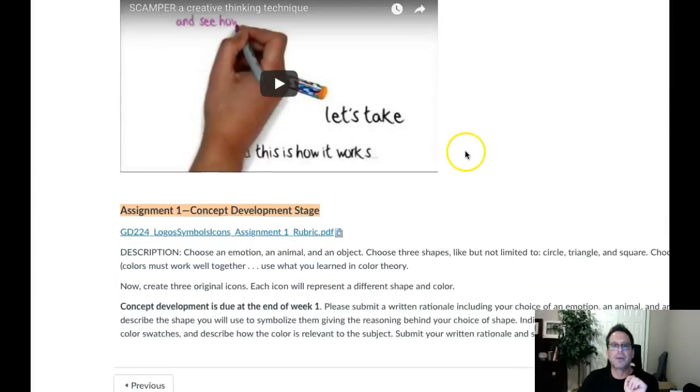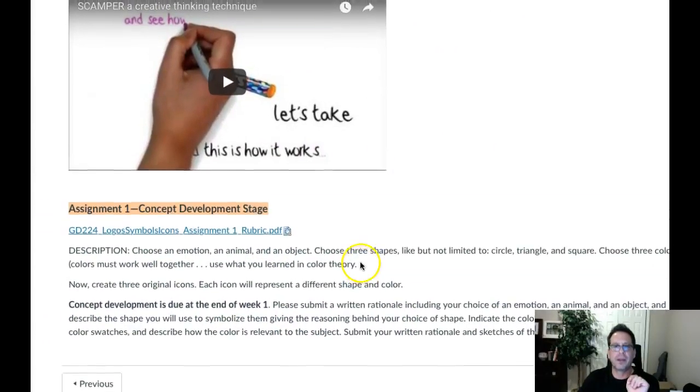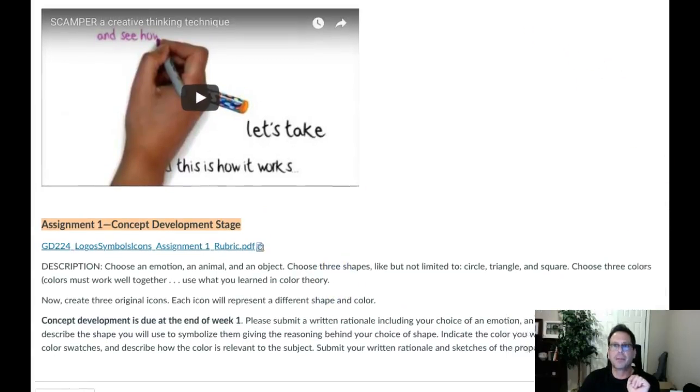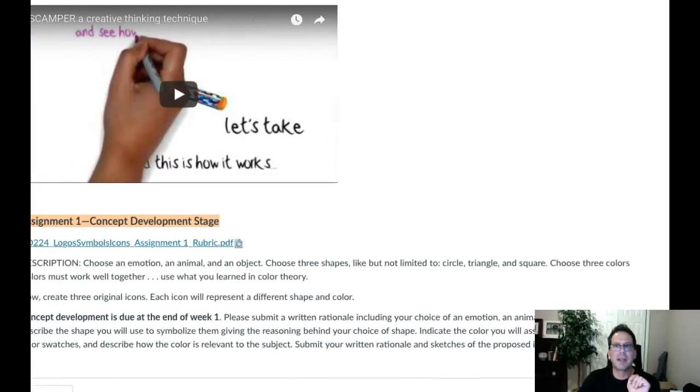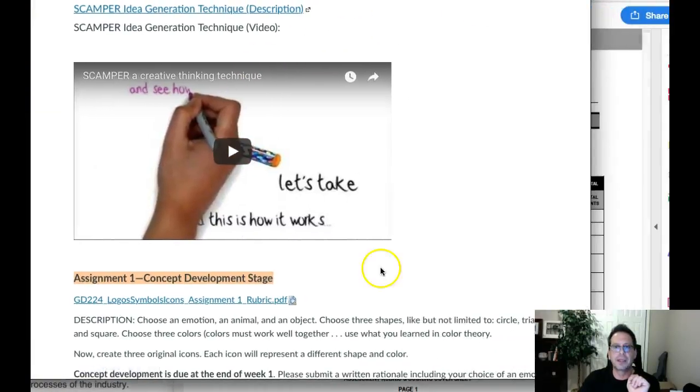Okay, so what are we doing in the first part of this? As you can see, concept development is due at the end of week 1. So what you're going to do in concept development for this is you are going to move this over because the camera's in the way a little bit here. I don't want this to interfere. So let's just move that guy over right there.